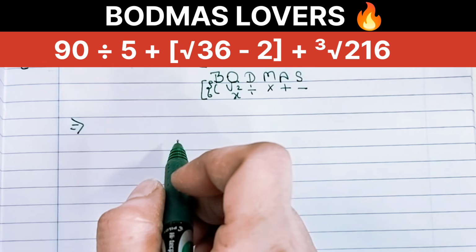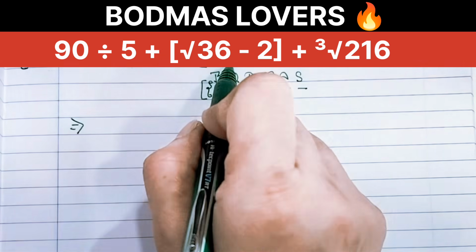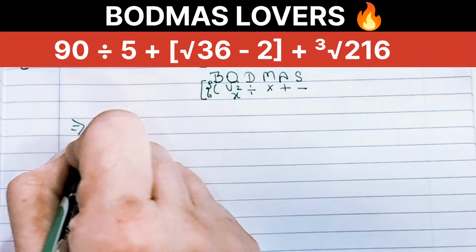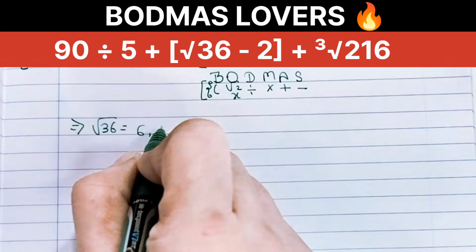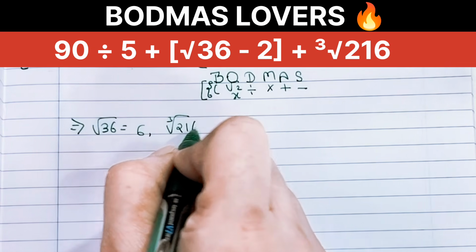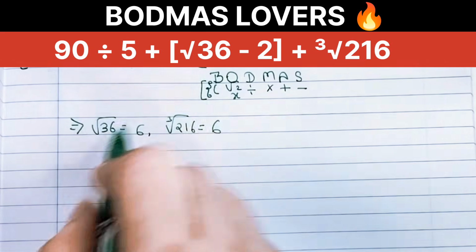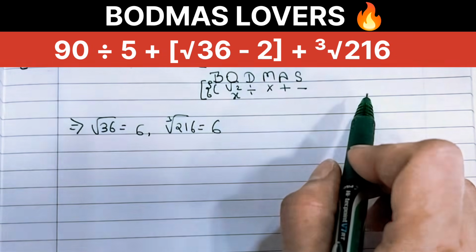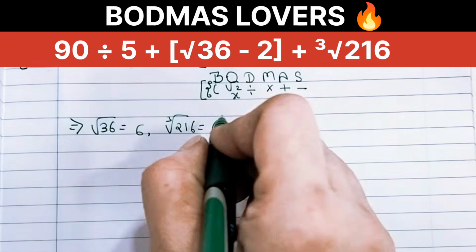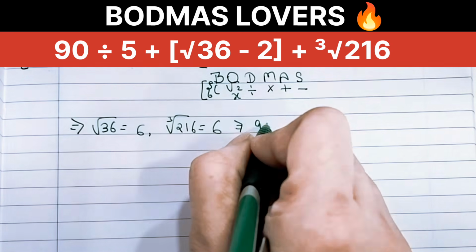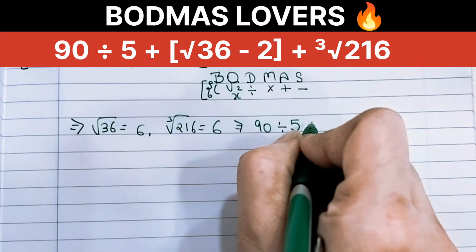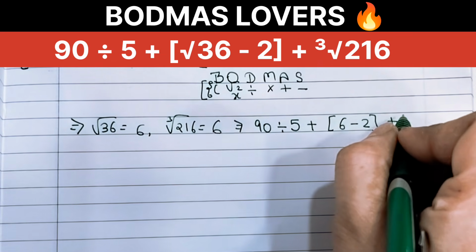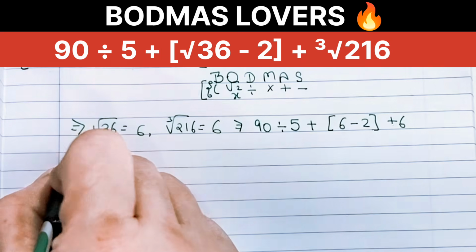First step, we simplify roots and orders. Find the value of root 36 and cube root of 216. Root 36 equals 6 and cube root of 216 equals 6. According to this step, roots fall under O, order, which must be solved early to simplify the numbers inside the brackets. And now the current expression becomes 90 divided by 5 plus square bracket 6 minus 2 square bracket of plus 6.